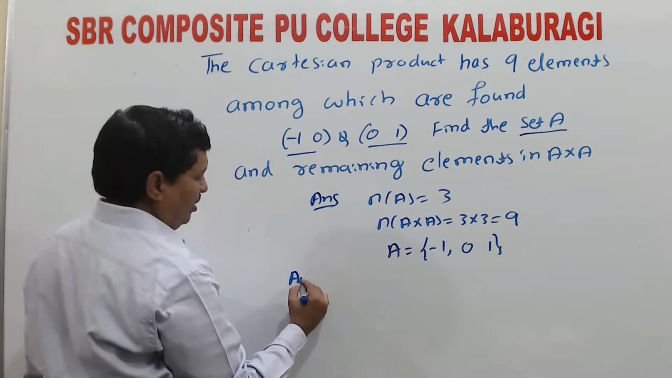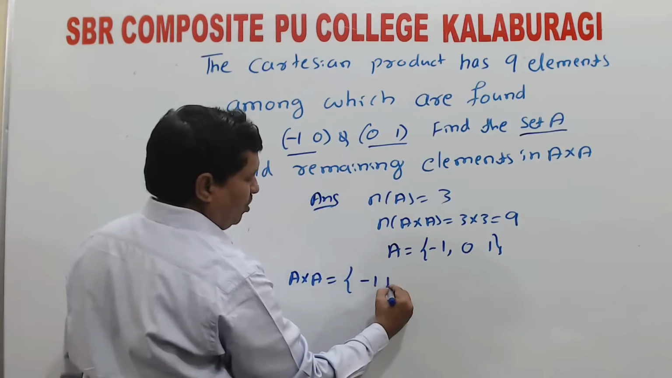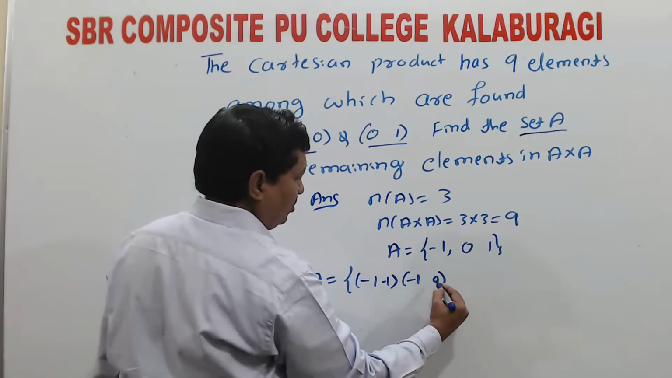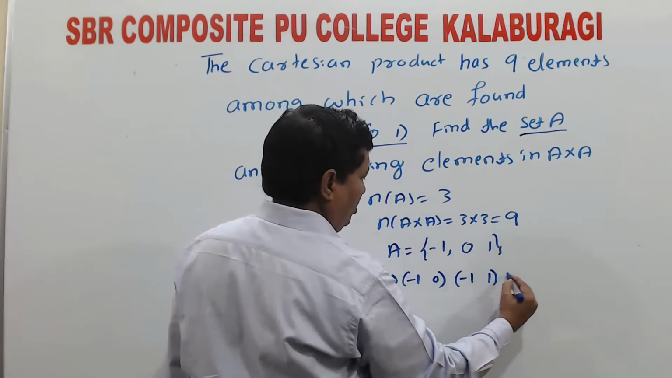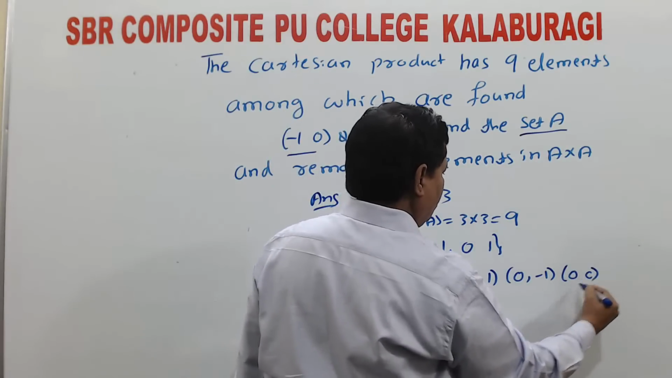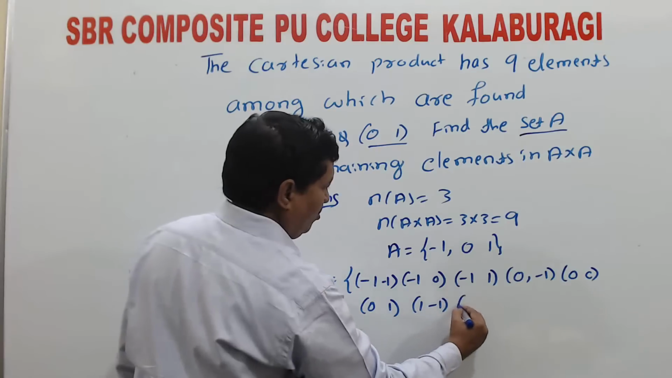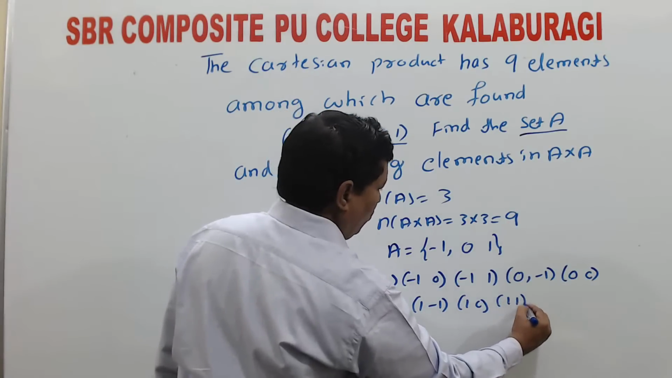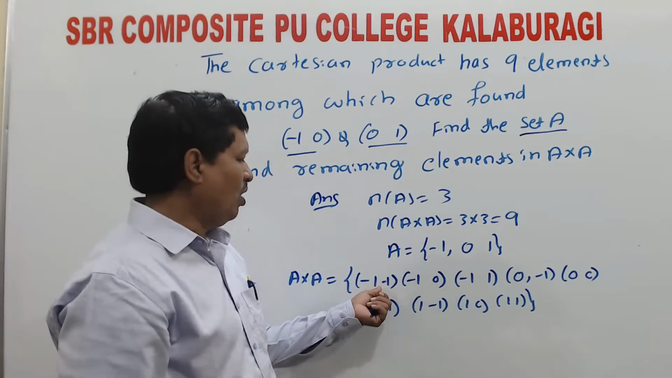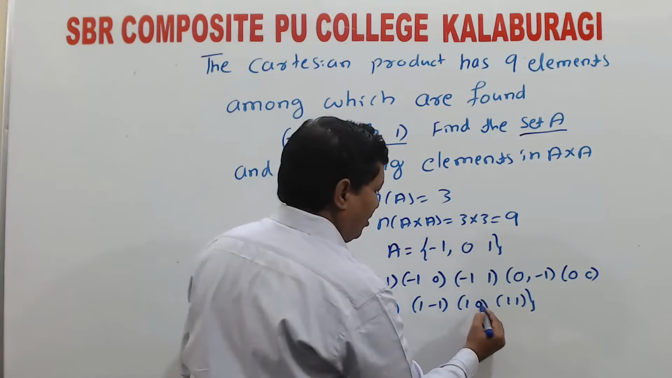Therefore, for the remaining elements, first I want to find A cross A. A cross A equals what? (-1, -1), (-1, 0), (-1, 1), (0, -1), (0, 0), (0, 1), (1, -1), (1, 0), (1, 1). First, I want to find all the elements of A cross A. There are 9 elements: 1, 2, 3, 4, 5, 6, 7, 8, 9. 9 elements are here.